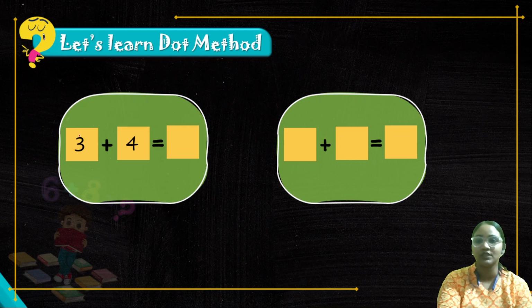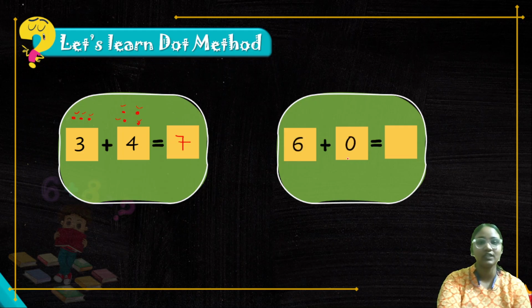What we will do, students? Let's simply make 3 dots. 1, 2, and 3. And let's make 4 dots. 1, 2, 3, and 4. So we will just combine them, count them together. Okay. So what will we have? 1, 2, 3, 4, 5, 6, and 7. So what is going to be our answer, students? 7. Right? So our answer is going to be 7.